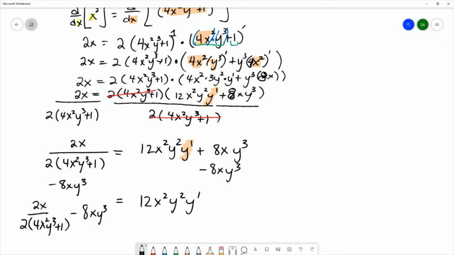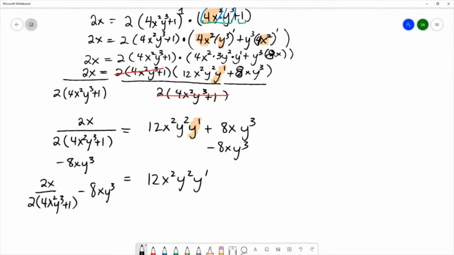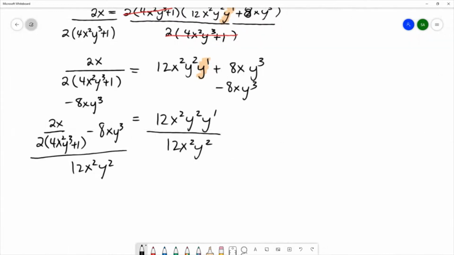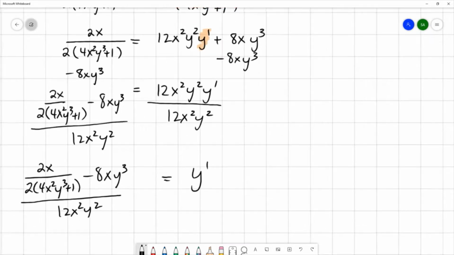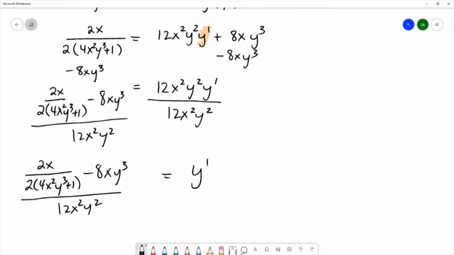And then I can divide both sides by this 12x squared y squared to get y prime by itself. So that's 2x over 2 times 4x squared y cubed plus 1 minus 8xy cubed all over 12x squared y squared. Okay, so that is the derivative. It looks a little bit messy.